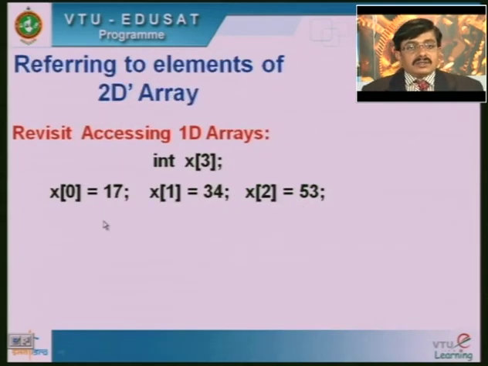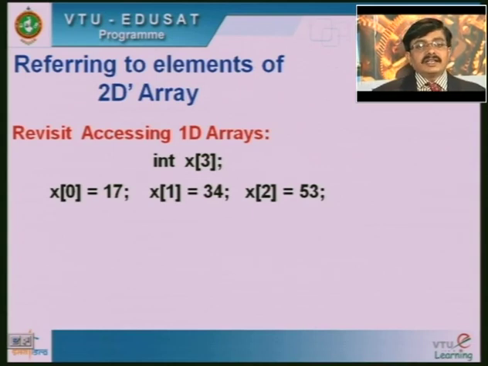Now, look at the accessing of the 1-dimensional array elements. If it is x of 3, we say that x of 0 is 17, x of 1 is 34, x of 2 is 53. This is exactly how we can access the individual elements of the array explicitly.